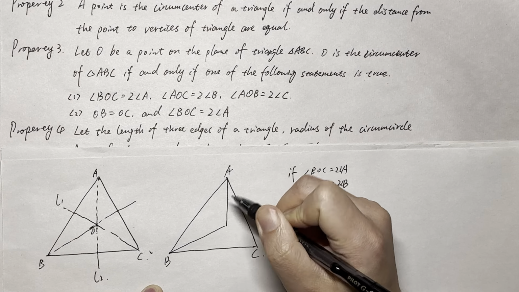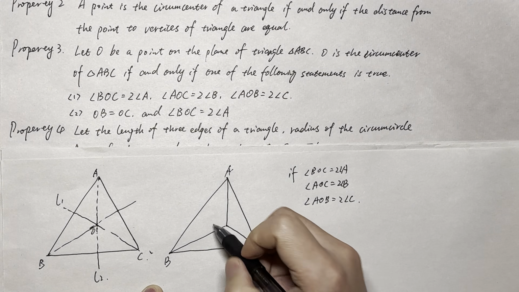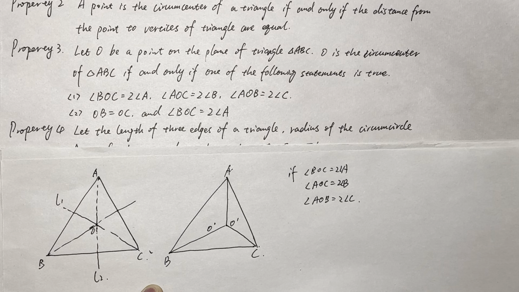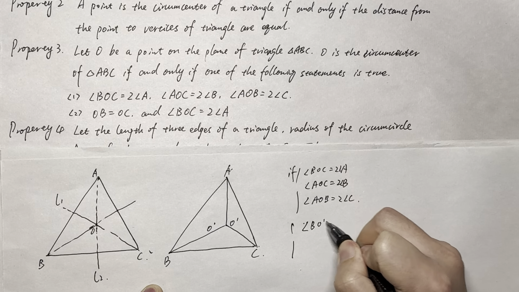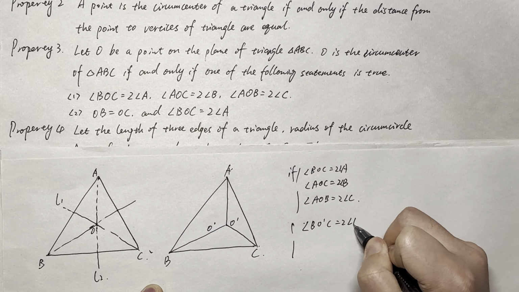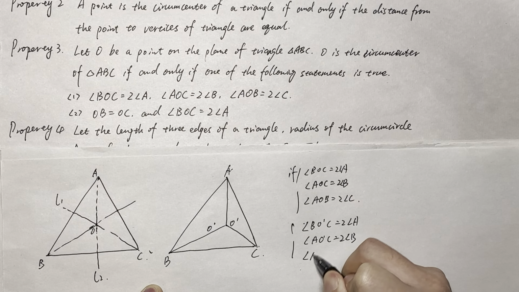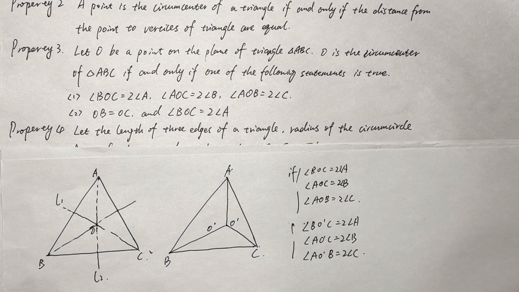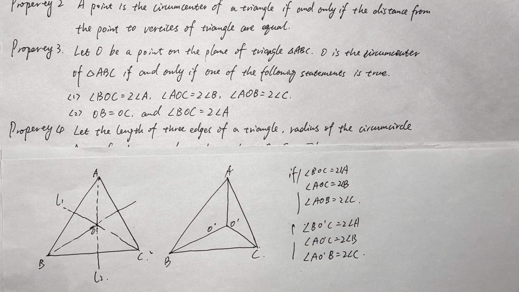Let's say O is not the circumcenter. We know that the circumcenter satisfies these equations. So let's say O is here, and we find another point, let's call it O prime, that also satisfies these three equations, which means we already have these three, and we have another three: angle BO'C equals 2 angle A, angle AO'C equals 2 angle B, and angle AO'B equals 2 angle C. We have these six equations valid.